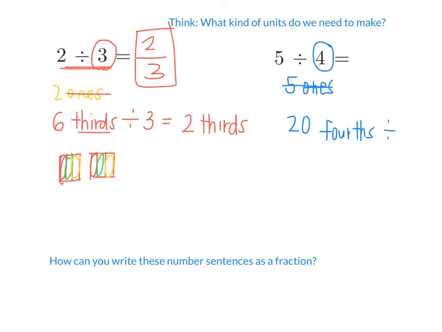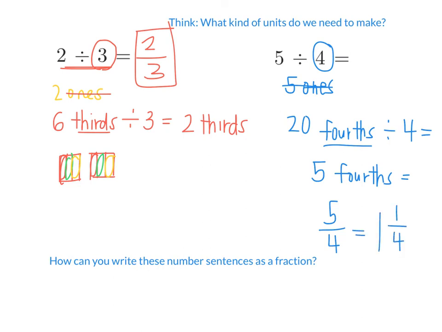Good. So now our new problem is 20 fourths divided by 4. What's 20 divided by 4? 5, okay. And what are my units? Fourths. So how do I write that as a fraction? 5 over 4. What do we know about 5 over 4? There's a whole inside. It's really 1 and 1/4. So the answer to this, in its simplest form, is 1 and 1/4. Does that make sense?